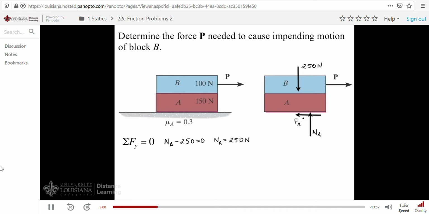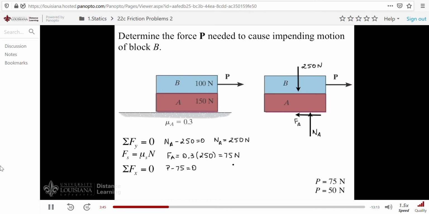Now let's find our maximum static friction force, and that's found from our equation of friction. We have F of A equaling our coefficient of friction, which is 0.3, times our normal value, which has been calculated to be 250. When you work this through, you get 75 newtons. Finally, let's find P. We have P minus 75 equaling 0. And so the value for P is 75 newtons.